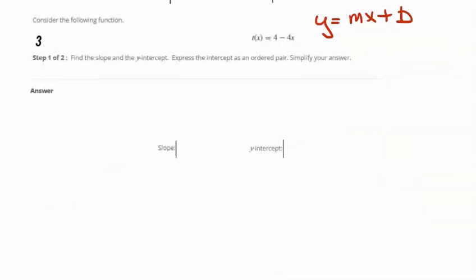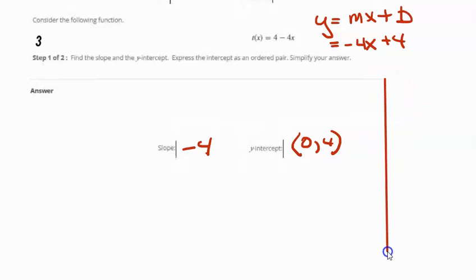And example 3 is very similar to what we've done. Here's slope-intercept form. Here's its function form. But putting it in more the standard way, -4x plus 4. The slope is -4, and the y-intercept is 0, 4. And then the graph of this is also a two-stepper.